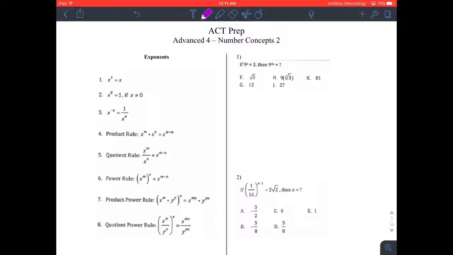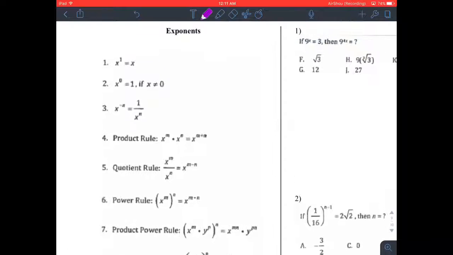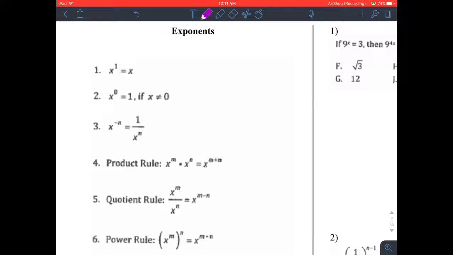Alright, we're on the Advanced 4 lesson, Number Concepts 2, and the first thing we're going to talk about is exponents. So here are different rules for exponents. Any number to the first power is that same number. X to the 0 is 1 as long as x is not 0. If you have a base raised to a negative exponent, you can reciprocate the base, and that makes the exponent positive.